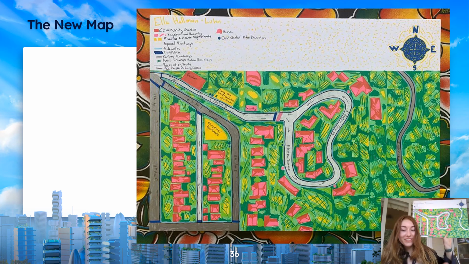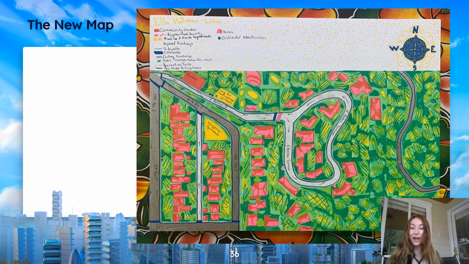Here is my map you can see on the screen. I'm really happy with how this turned out. I went for a very visual and colorful representation of my segment. You can see the key, it's a little hard to read, but basically I'll explain it. Red is representing the community garden. The pink stuff is representing the neighborhood security, and then the yellow is the mixed use and diverse neighborhoods aspect that I added.